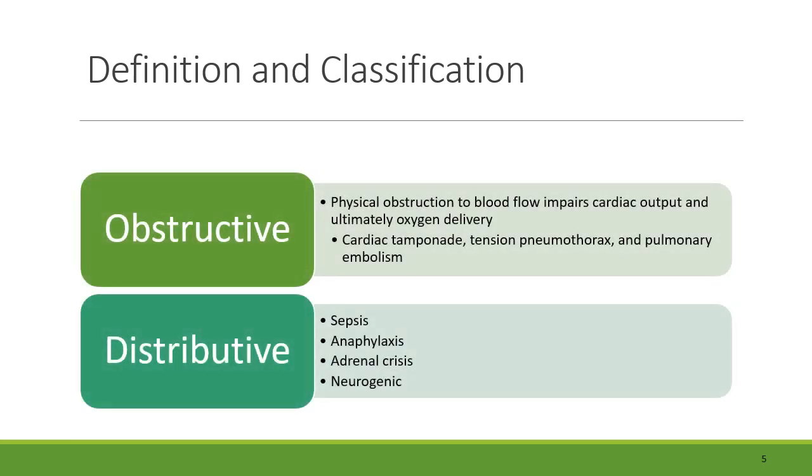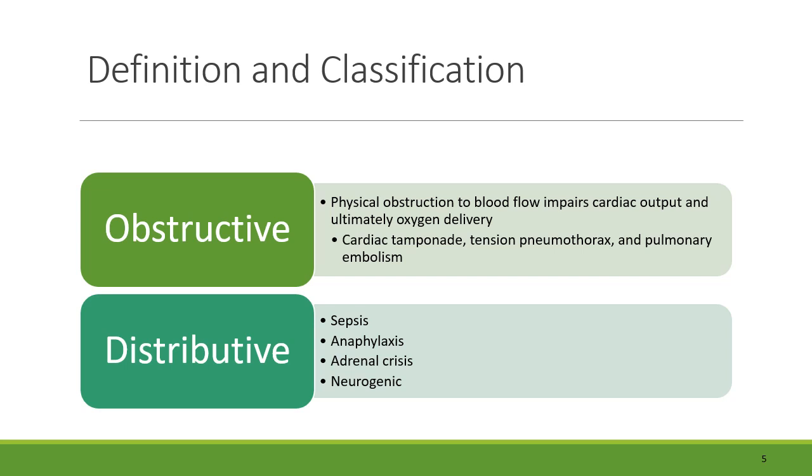Obstructive shock. Obstructive shock is characterized by a shock state in which a physical obstruction to blood flow impairs cardiac output and ultimately oxygen delivery. Examples of this include cardiac tamponade, a tension pneumothorax, or even pulmonary emboli. In this type of shock, intravascular volume and myocardial function are normal, but there is some kind of obstruction to intrathoracic blood flow that impedes the heart's ability to pump blood and oxygen to the body.